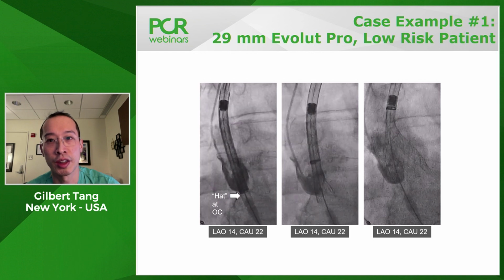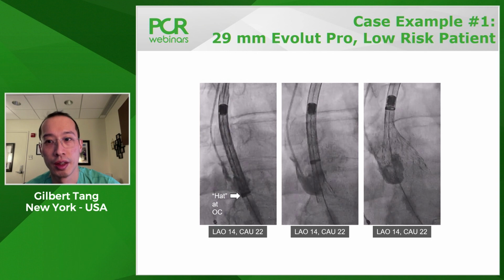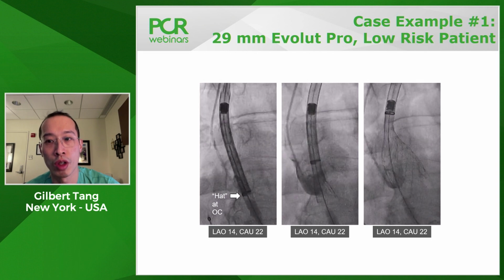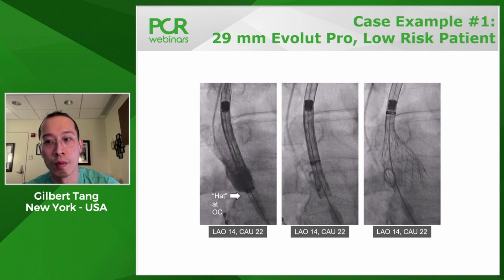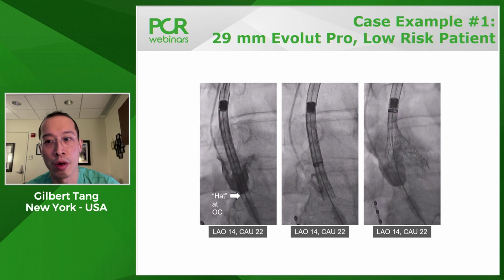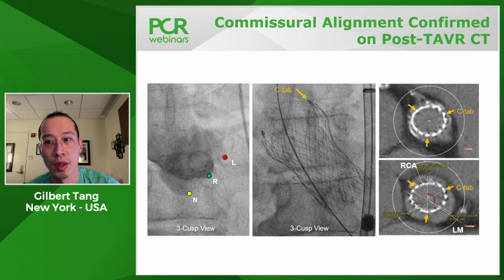So you can see here, this is an example case. This is done with a 29 Evolut Pro in a low-risk patient. It was part of a low-risk trial. You can see it was done in a standard manner with an LAO view. And you can see the head marker was in the outer curve at the time.